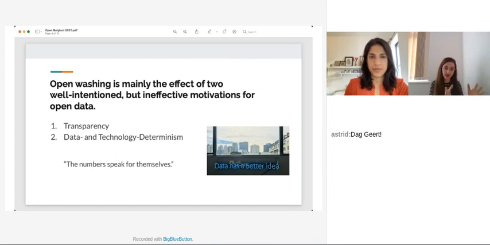So we understand there's the first line of intention, transparency, and the second one is data and technology determinism. I believe everyone is familiar with phrases such as the numbers speak for themselves, or all you need is data, or data has a better idea. So these all signal the wider cultural connotation that data is objective and truthful and inherently valuable.